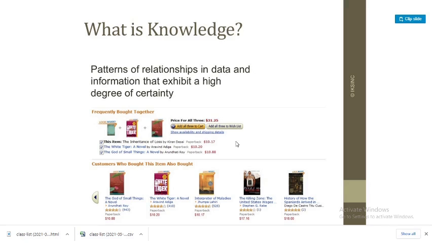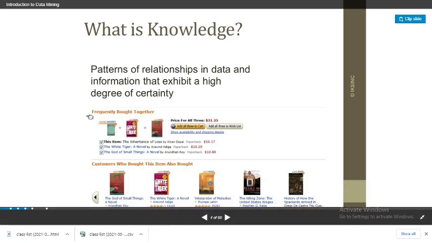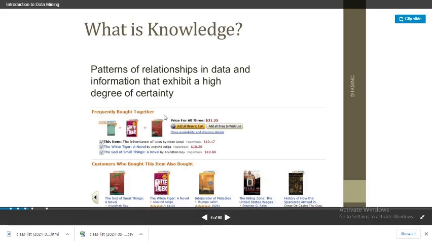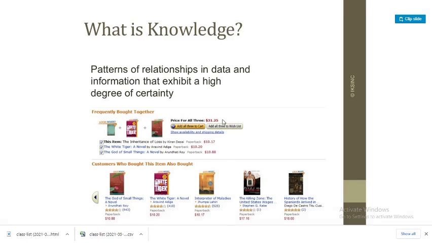Example below, there is an example here. See here now, frequently bought together. Whenever you open Flipkart or Amazon, whatever, whenever you order for something, exactly below that you will get frequently bought together. Got it? So this plus this, you will be having this much, so that you can save this much amount. Got it? This is what the knowledge is.